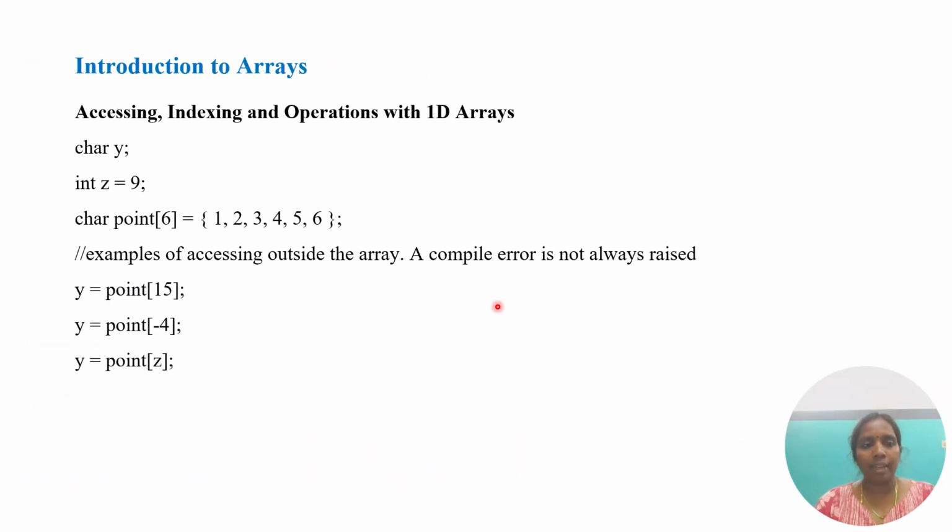Then there is accessing and indexing: we can point to a particular place and access the elements present inside an array as array of 2 or array of 3. This is one of the compilation errors. Here, point of 15: there is no value at index 15 here, so this will lead to an error.